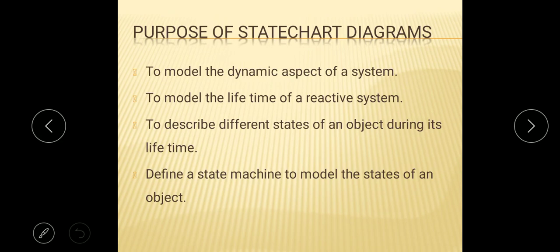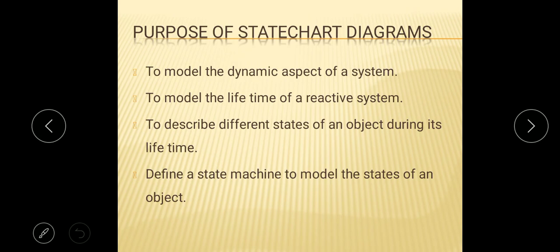Next, the purpose of state chart diagrams. A state chart diagram is one of the five UML diagrams used to model the dynamic nature of a system. They define different states of an object during its lifetime, and these states are changed by events. State chart diagrams are useful to model reactive systems. Reactive systems can be defined as systems that respond to external or internal events.